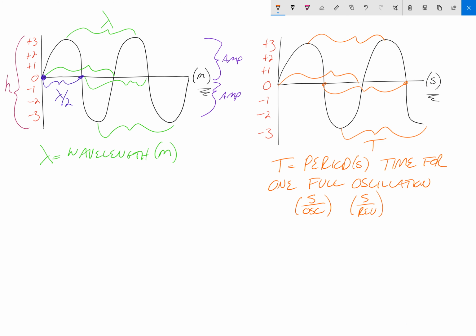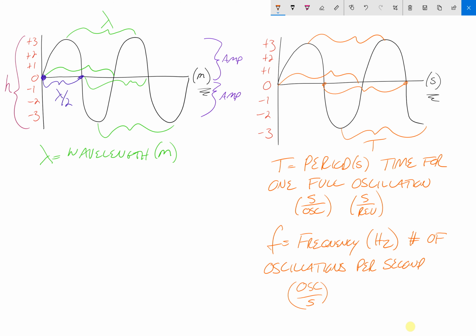But we also have to define frequency. Frequency is lowercase f, and it's measured in hertz, Hz. It's the number of oscillations or revolutions per second. So that's either oscillations per second or revolutions per second, but either way, it's per second. That's what hertz means, 1/seconds.